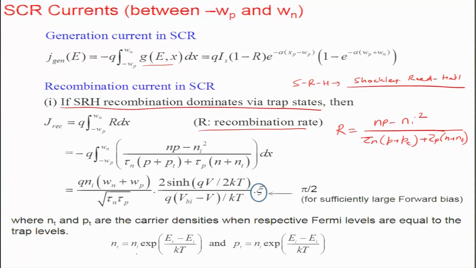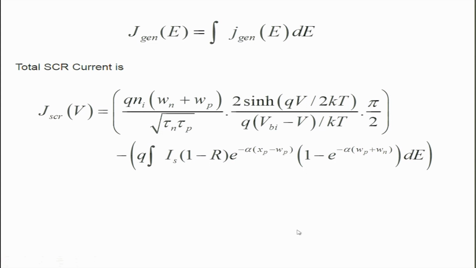So Nt is again a similar expression: Nt is equal to ni exponential of (Et minus Ei) divided by kT, and Pt is ni exponential of (Ei minus Et) by kT. So similar to electron and hole concentration in an n-type semiconductor, you calculate the electron and hole concentration with respect to the trap.